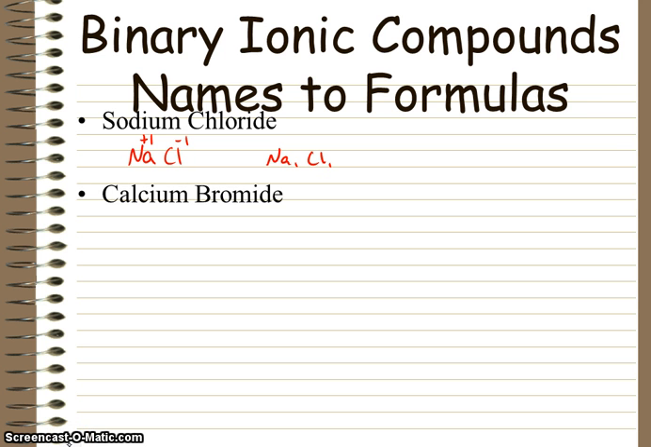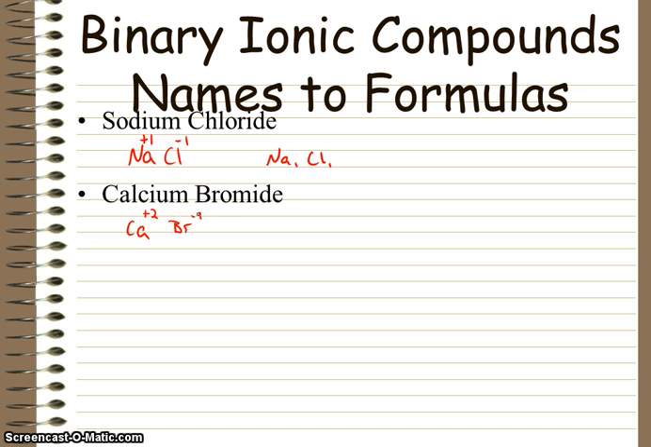Calcium bromide. Our symbol for calcium is Ca. When we look on the periodic table, it's an alkaline earth metal. It has 2 valence electrons, so it's going to want to lose 2 electrons in order to become stable. We've got bromide. Bromide comes from the atom bromine. Bromine is a halogen. It has 7 valence electrons. It's going to need to gain 1 electron in order to become stable.